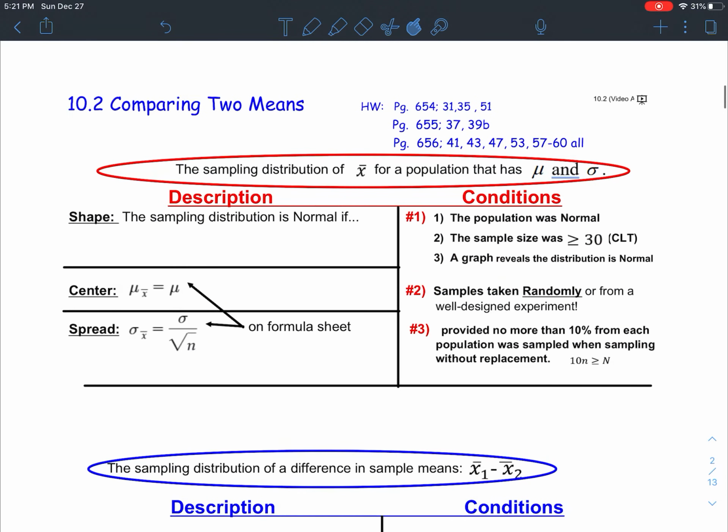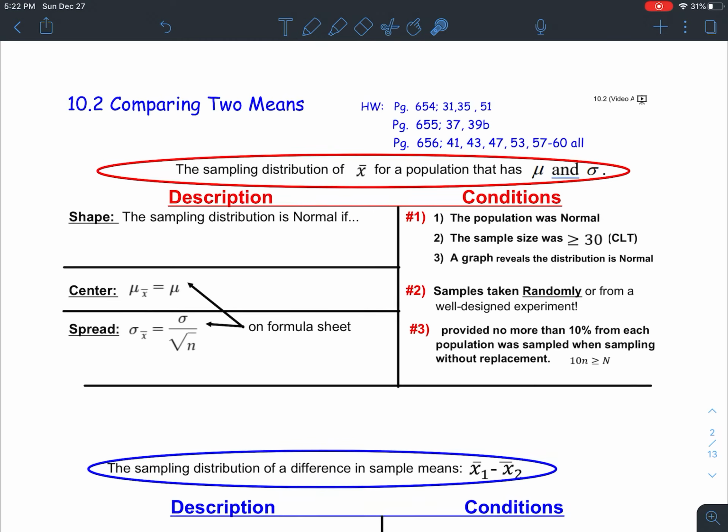Okay, so on the opening page here, we're going to start with something that we're familiar with from an earlier chapter, which is when we were describing just a sampling distribution for x bar. We're just talking about one single population. We would draw out a sample size n. We would calculate the mean of that sample.